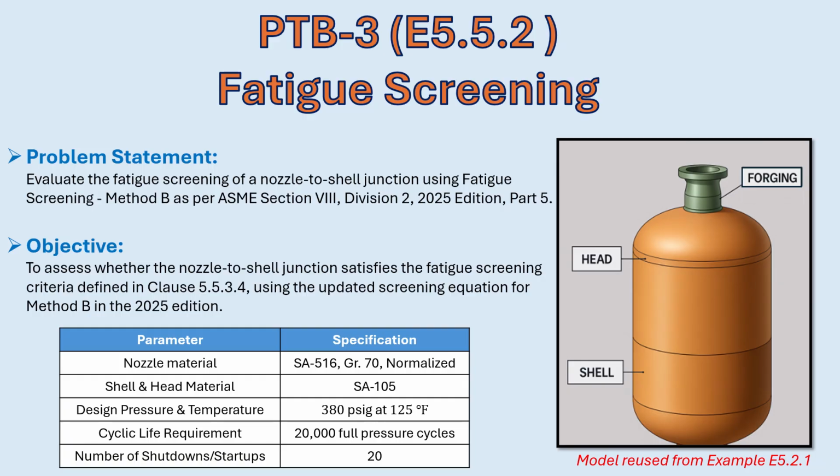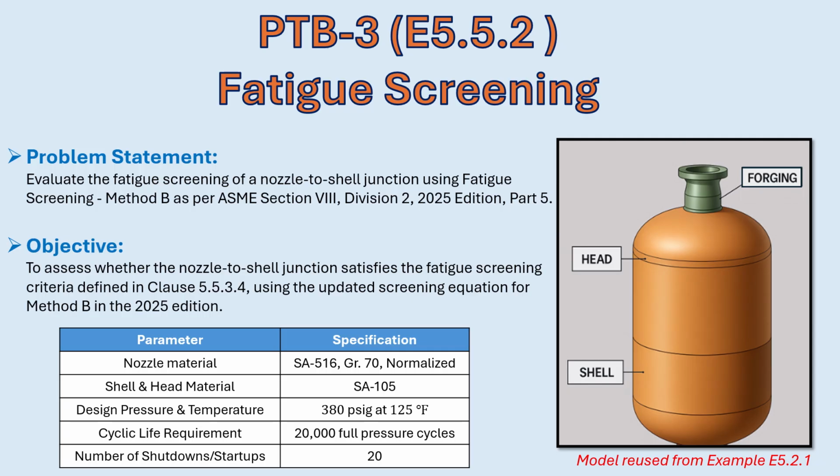Our fatigue example is PTB-3 example 5.5.2. We are tasked with evaluating the fatigue screening of a nozzle to shell junction using method B as per clause 5.5.3.4 in the 2025 edition of ASME Section VIII Div 2. The goal is to determine whether this component passes the screening criteria, in which case a full fatigue analysis can be waived, or if not, then a detailed fatigue analysis will be required.